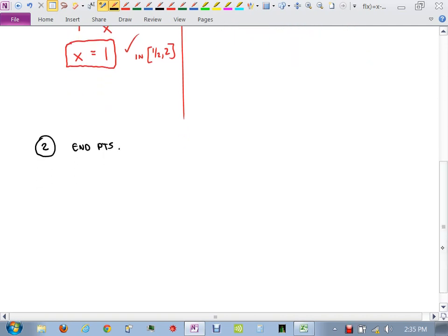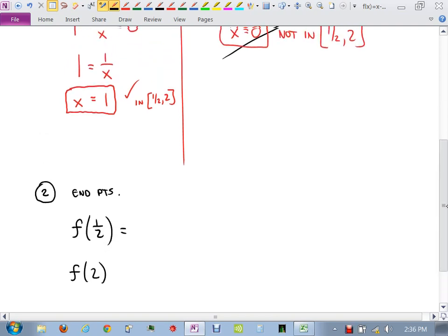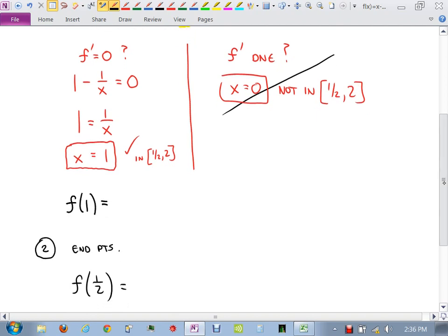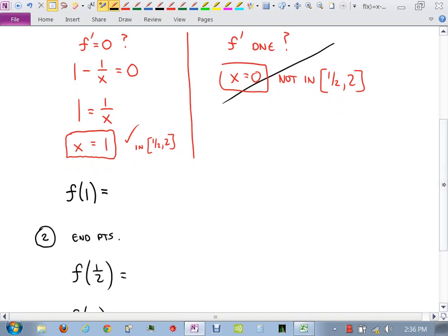What's f of 1/2? What's f of 2? So we're plugging these into the original function, right? Oh, wait, I forgot it again. What did I forget on step 1? Damn it. Yeah, I was supposed to take my critical number and plug it in. Go back up to step 1. Right underneath here, I was supposed to find f of 1. Right, plugging it into the function. So we plug it in, we get 1 minus natural log 1. Natural log 1 is 0, so we get 1.